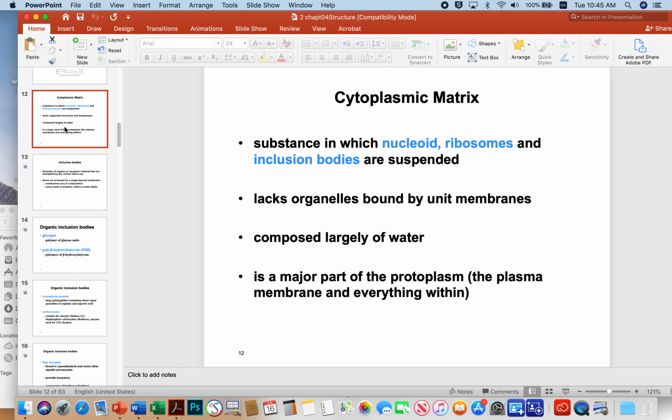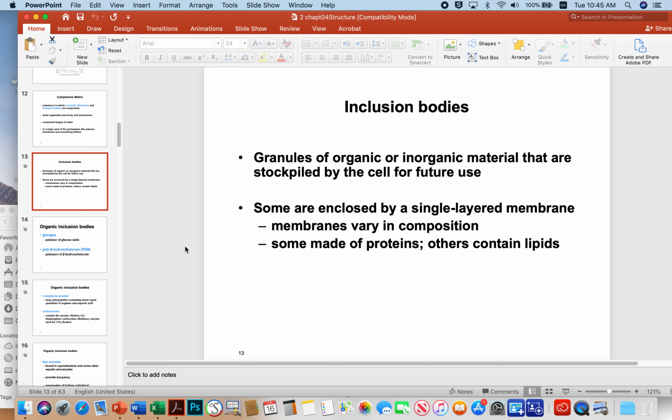The cytoplasmic matrix has all those things I'd mentioned, like the nucleoid, ribosomes for protein synthesis, and inclusion bodies for storing nutrients. And again, the inclusion bodies can be considered organelles. They typically have a membrane surrounding them that can vary in composition and can contain proteins and lipids.